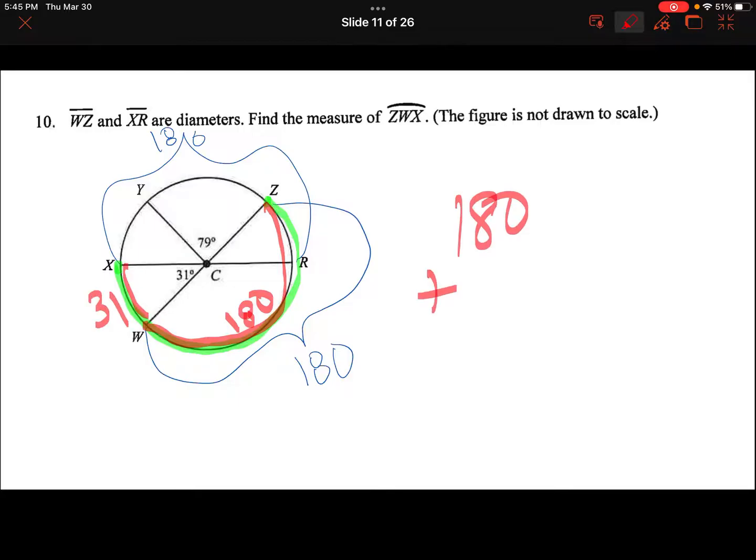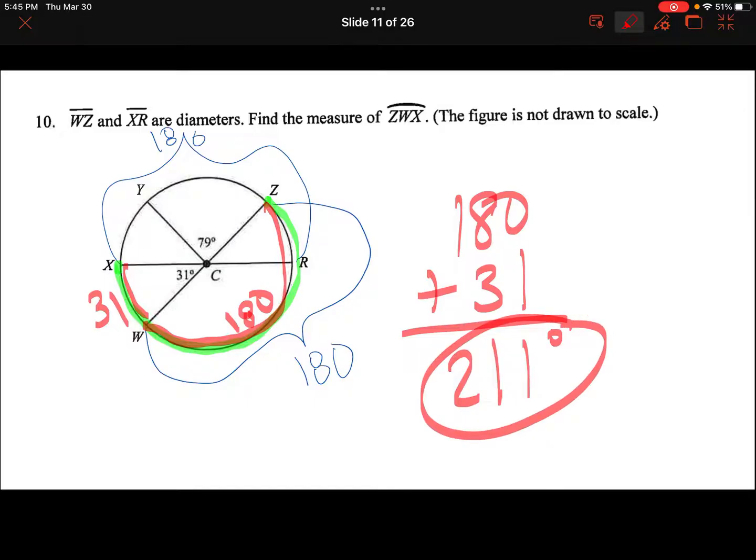180 plus 31. 180 plus 20 is 200. You have another 11 there. So you should have 211 degrees.